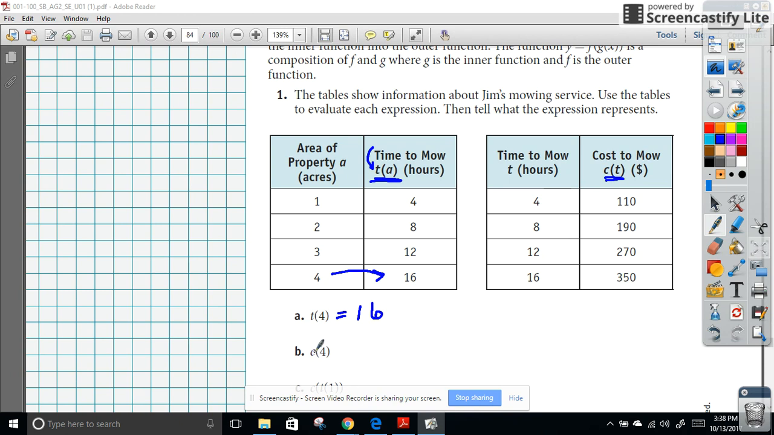Here they're asking us what's the cost if I spend 4 hours mowing. So we come over here to the cost function. I spend 4 hours mowing, so the cost is going to be $110. Okay, we are simply evaluating these functions.